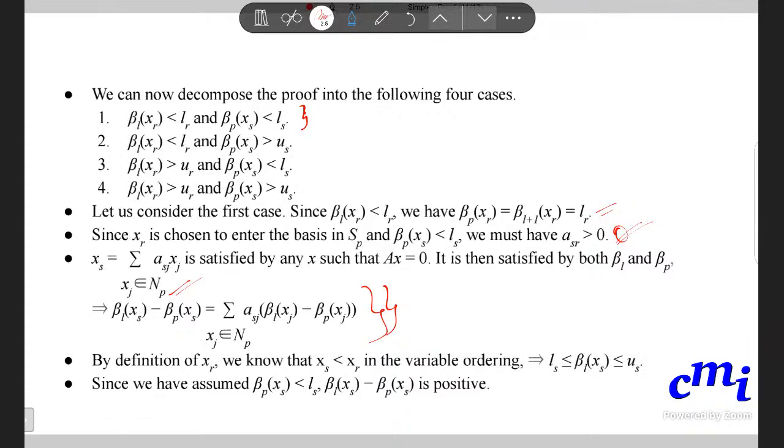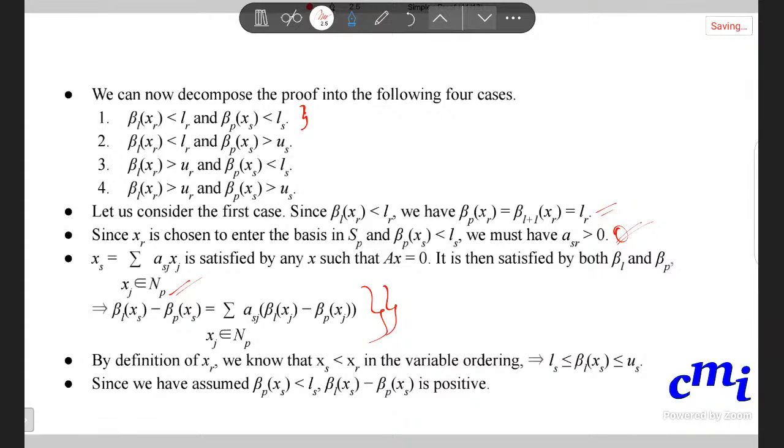That is, beta L of XS minus beta P of XS is equal to the summation of Xj belonging to NP of ASJ into beta L of xj minus beta P of xj. That is obtained simply by applying beta on both sides. What Amir is doing is plugging in both beta L and beta P and taking the difference, showing that this equation, which should be true, will be violated. Yes, exactly, that's how the contradiction is derived.